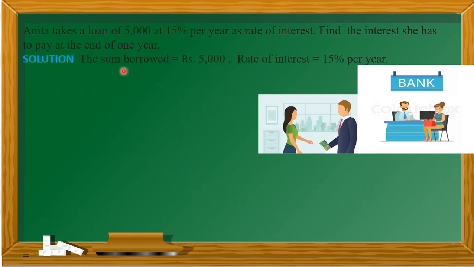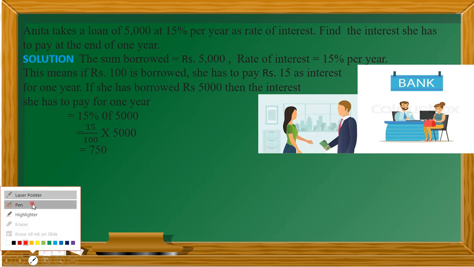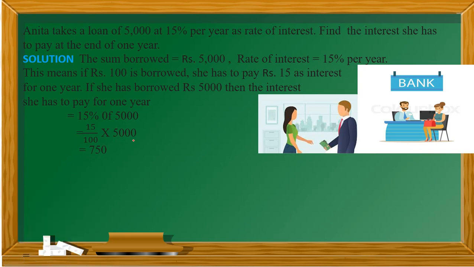So, here the sum borrowed is 5,000, or we can say principal is equal to 5,000 rupees. Rate of interest is given 15%. This means if rupees 100 is borrowed, she has to pay rupees 15 as its interest for 1 year. If she had borrowed rupees 5,000, then the interest she has to pay for 1 year is 15% of 5,000. So 15% we can write as 15 upon 100 multiplied by 5,000.